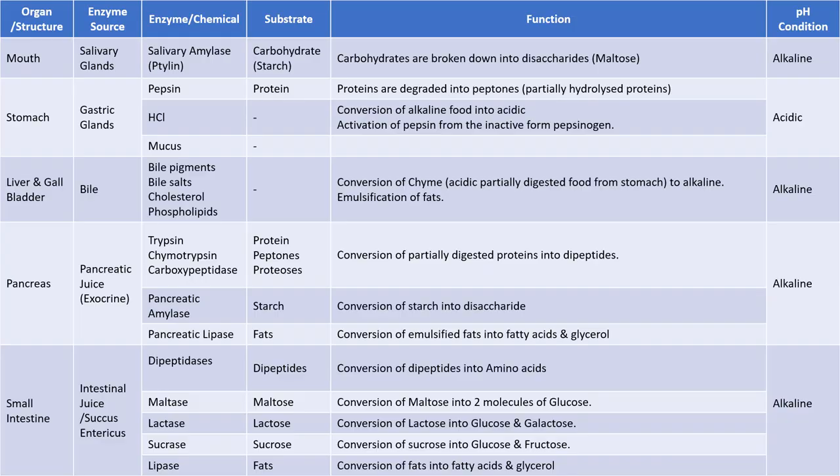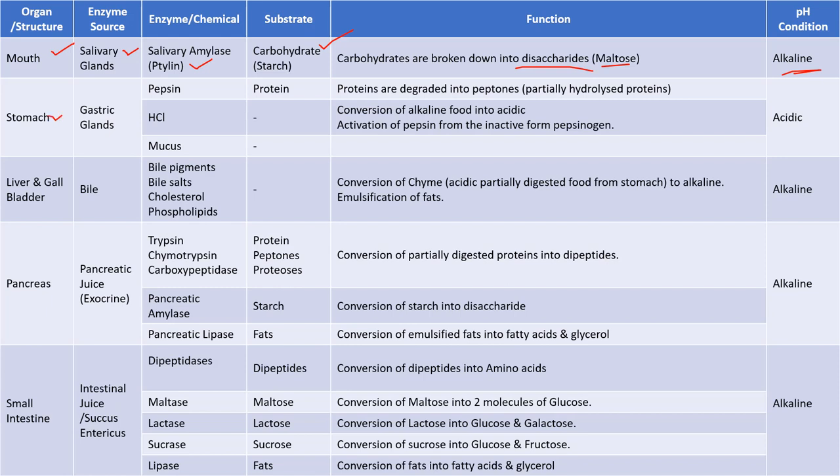Now here is a summary, a little bit extra, of the entire process. Let's begin. When we talk about organs, the first is the mouth. It contains the salivary glands that release ptyalin or salivary amylase, which acts on carbohydrates and breaks them into disaccharides or maltose. And the condition here is alkaline.